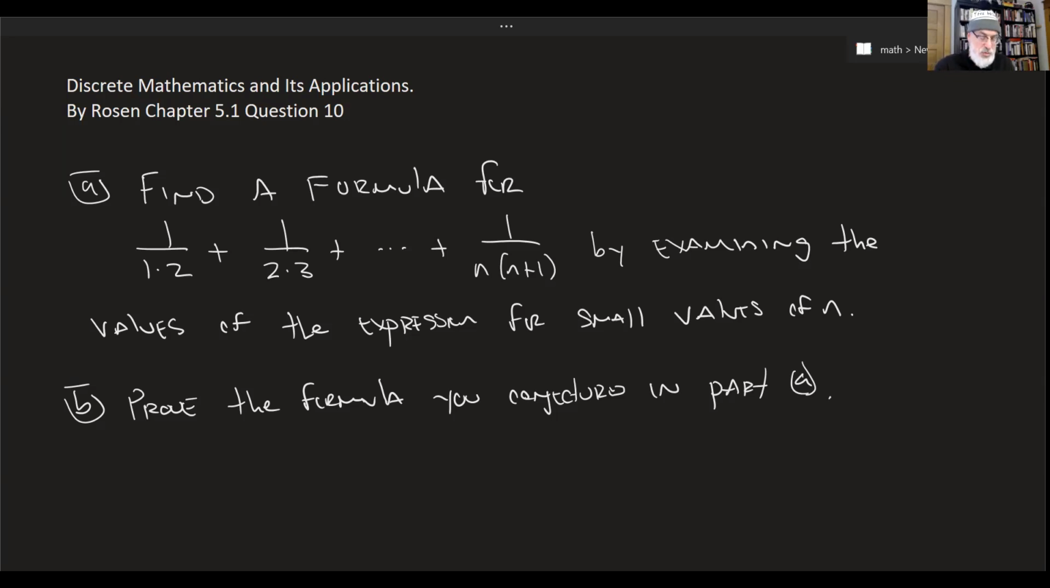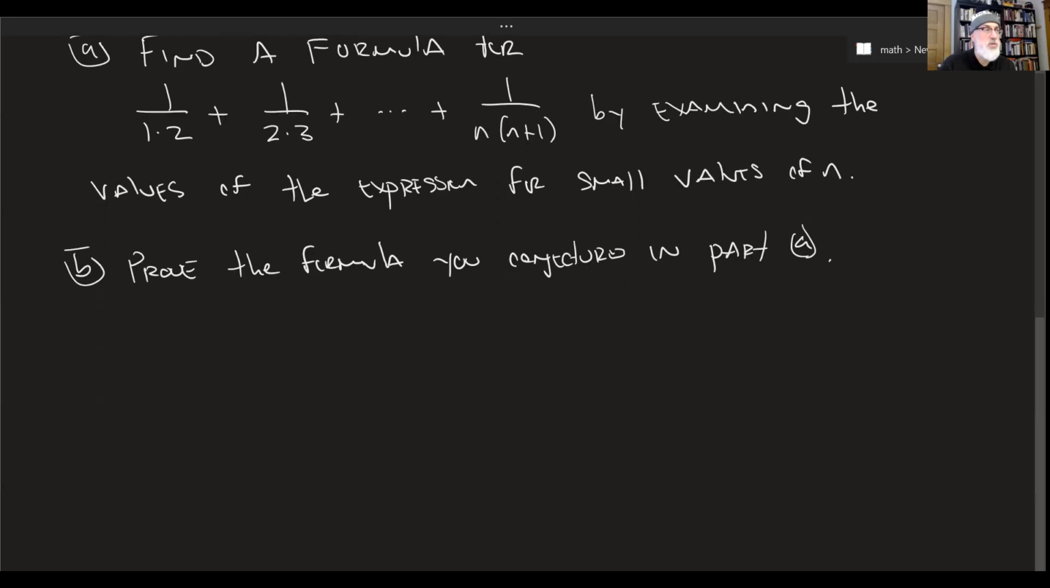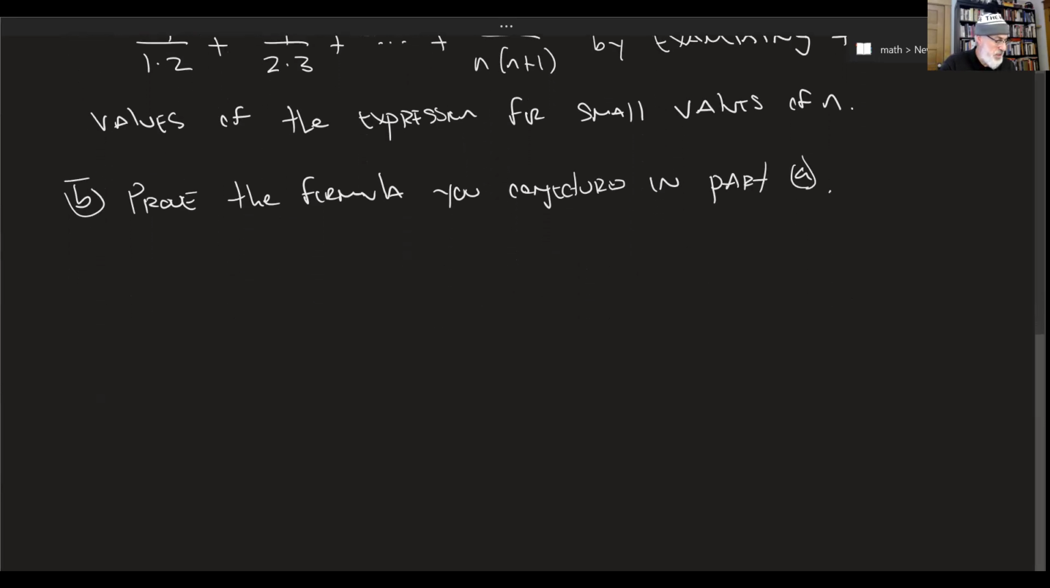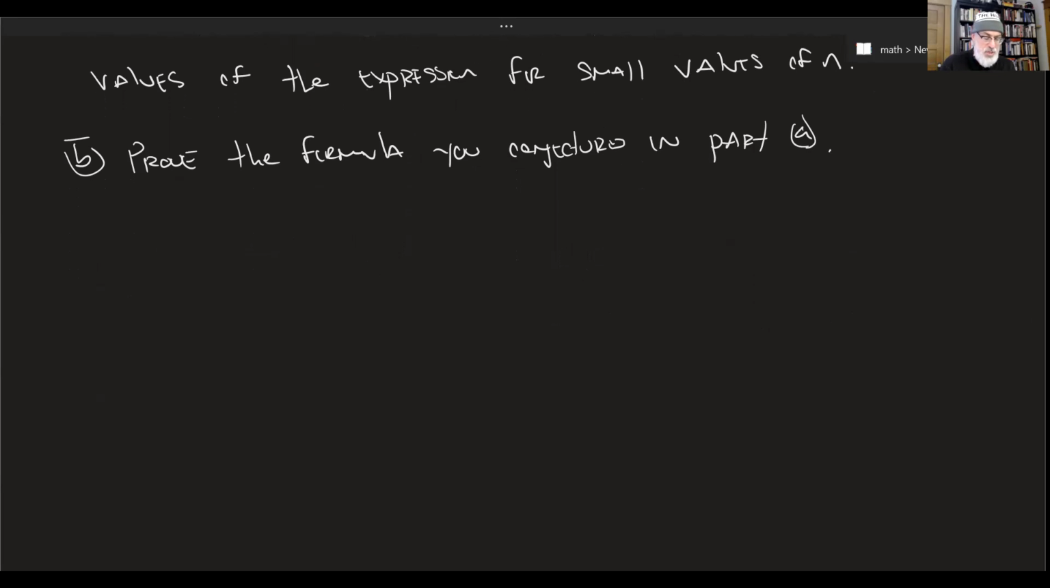And it says that we should do so by examining small values of n in the expression. So this could be a little bit longer video than normal because we want to take our time here and make sure that the conjecture is something that will be correct and we don't end up proving something that's incorrect.